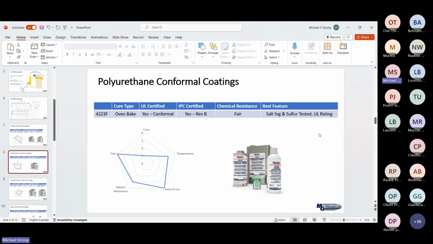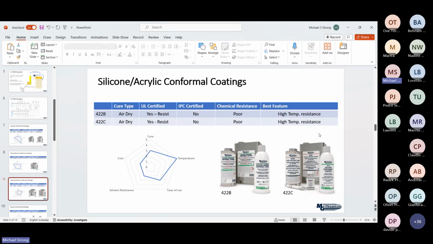Another thing is that we've actually done extended testing with this for both salt fog and sulfur, and that's the flowers of sulfur test. We had customers a few years back that had asked for this, so we did in fact submit the testing. So that is available, and if it comes up, we have actual test documentation to validate that it has good resistance against both salt fog and sulfur exposure.